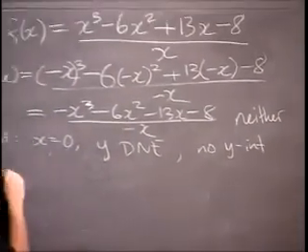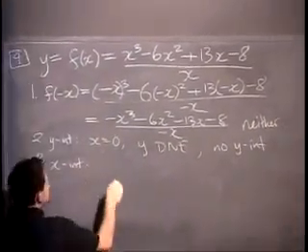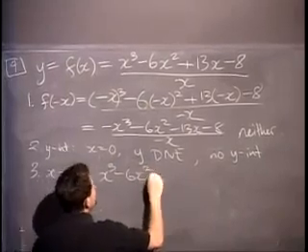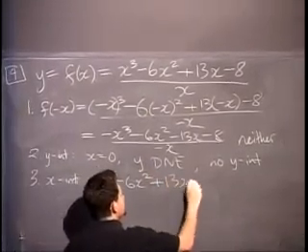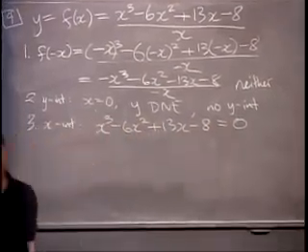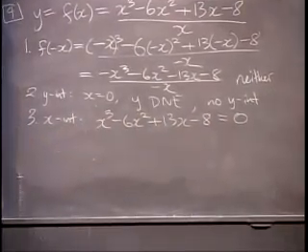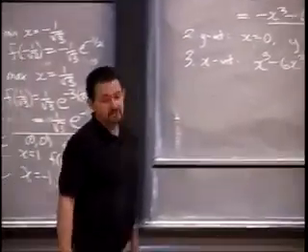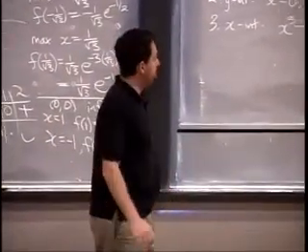X-intercept, we need to solve, the denominator doesn't matter, so we need to solve x cubed minus 6x squared plus 13x minus 8 equals 0. That's a pain. It's a cubic, and we don't have a cubic formula. There is one, but it's really messy, and you're not expected to know it.